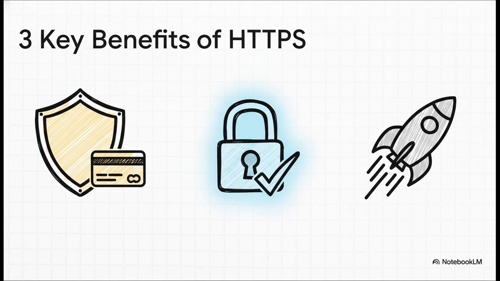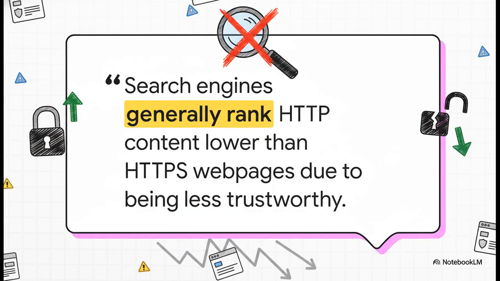And third, and this one might surprise you, performance. Weirdly enough, a lot of modern web tech is built to work best with HTTPS, meaning secure sites can often actually load faster. And hey, don't just take my word for it. This isn't just about how we feel. Search engines like Google take this very seriously. They actively rank sites that don't use HTTPS lower in search results because they're seen as less trustworthy. That's how essential that S has become.